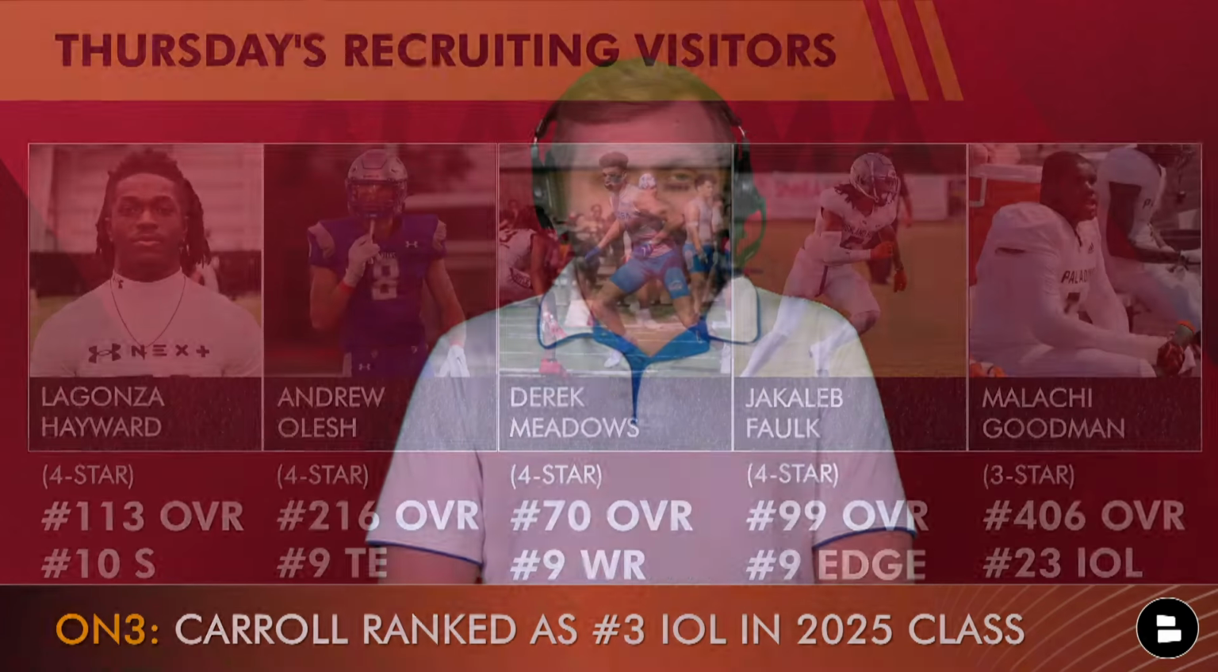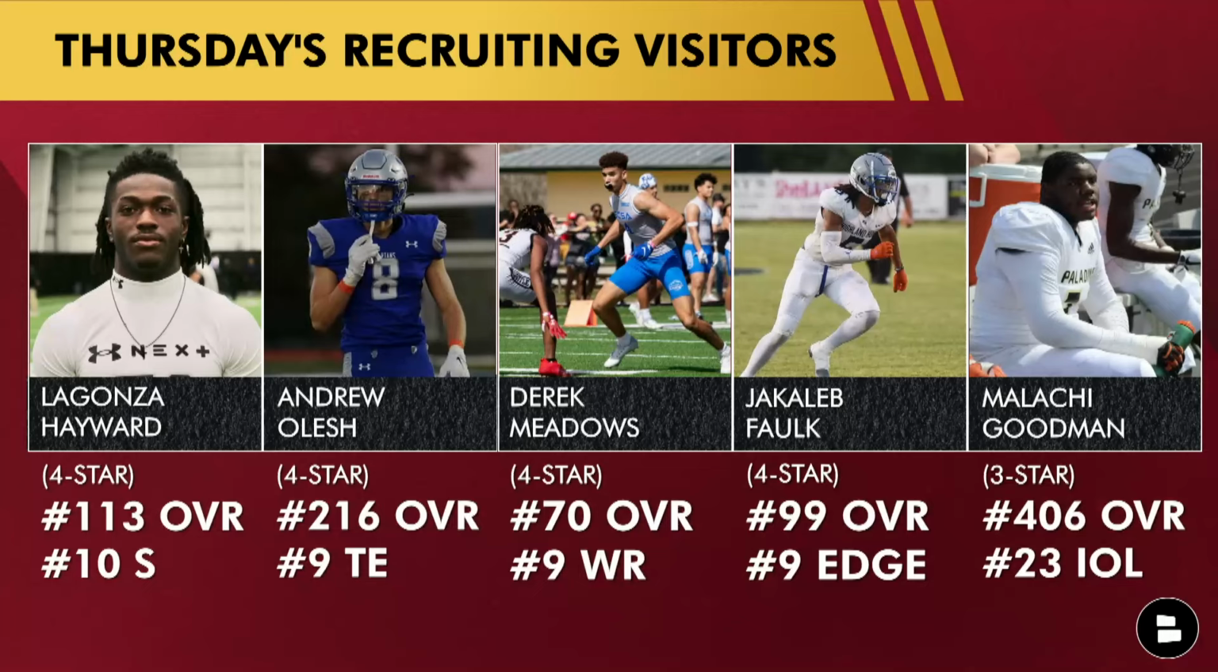Some other recruiting visitors are coming on Thursday for the Crimson Tide. Lagonza Howard, that's a fun name for a safety, 113 overall. Andrew Olish, a 4-star tight end. Derek Meadows, a 4-star wide receiver. You can kind of see how lanky and tall he looks in that photo, by the way. Jacob Falk, a 4-star edge rusher, just into the top 100. And Malachi Goodman, a 3-star, another version of the offensive line interior edition.